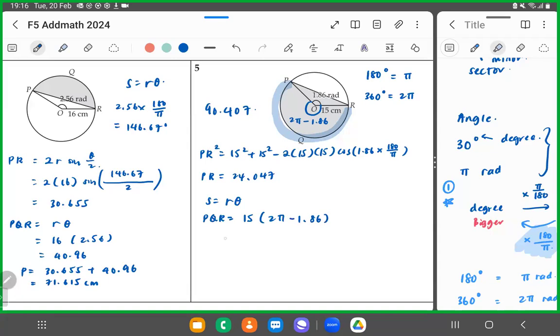Use the calculator, you should get 66.36 cm. So the perimeter equals 24.047 plus 66.36, so 90.407 cm.